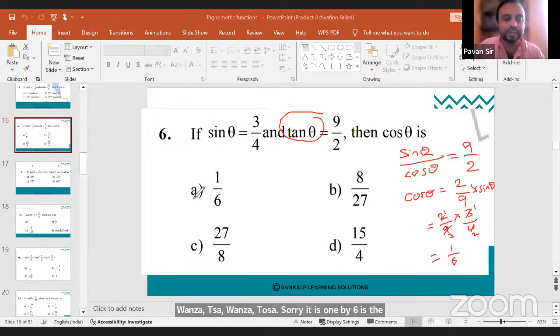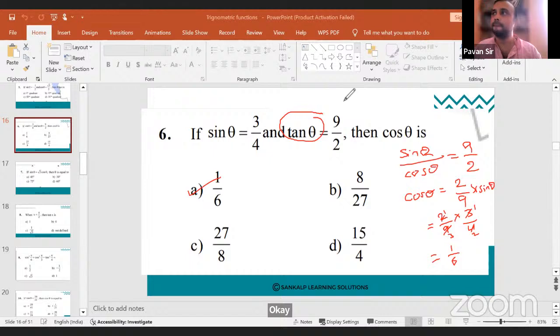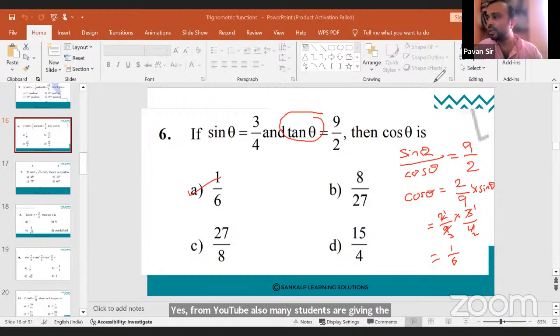So this is the answer. That is nothing but 1 by 6 is the answer. Option A. Absolutely. Many of you have given the correct answer. I am very proud of you all. From YouTube also many students are giving the right answer. Bhima by Ambedkar, it is wrong. Please make it correct.